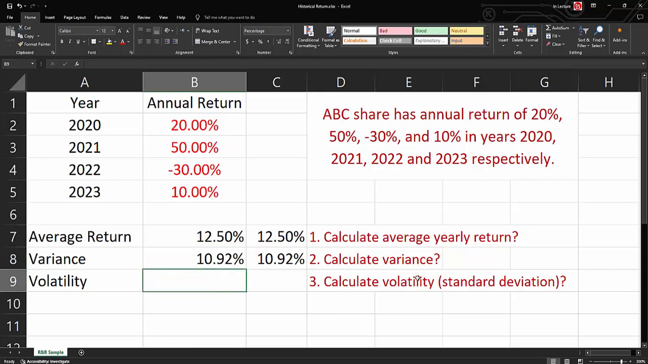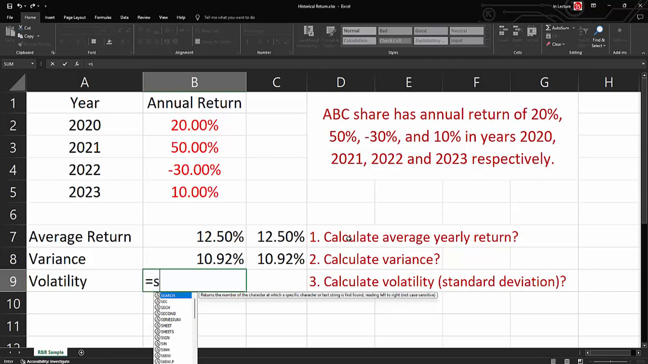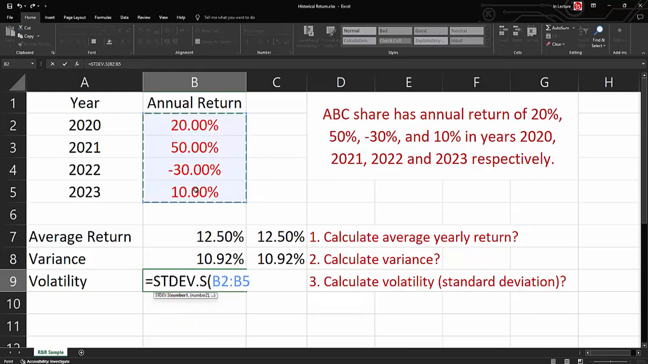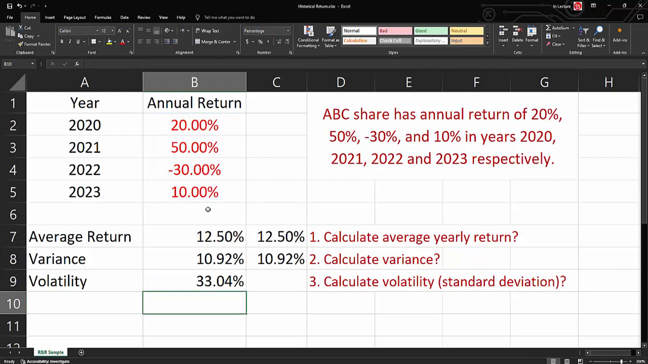Then what will be our volatility? If we're going to use the built-in function, so this will be our standard deviation, and we will choose here standard deviation .s, S for a sample, and then we'll highlight here all our annual returns. So this will give us a volatility or a standard deviation of 33.04%.